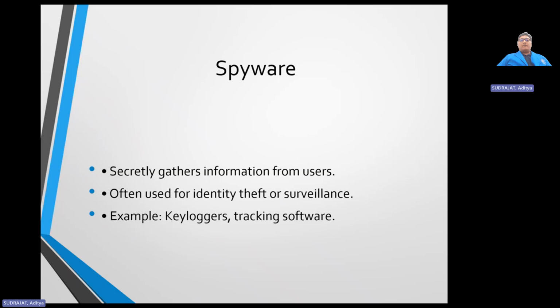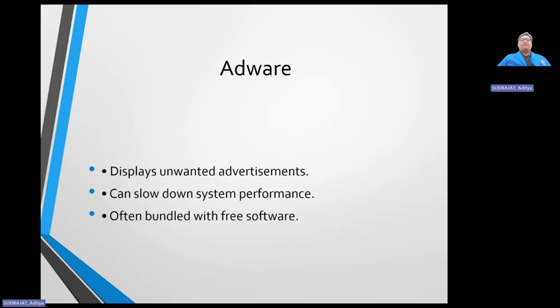Spyware gathers information from users like us, and is often used for identity theft or surveillance. The common spyware that we know are keyloggers and tracking software. Adware displays unwanted advertisements. Like I said, the purpose of adware is to pop up or display ads that make our computer slow. It also reduces system performance, and is often bundled with free software.